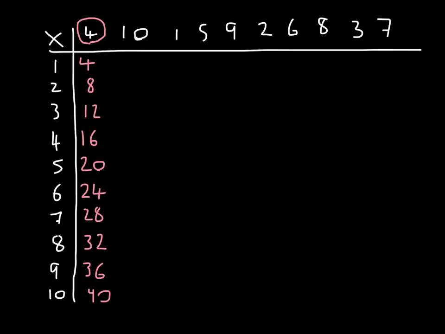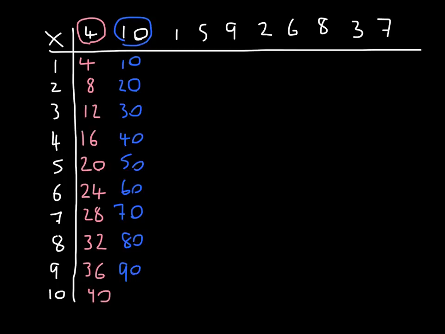Moving on, this time, to the 10 times tables. 1 times 10 is 10, 2 times 10 is 20, 3 times 10 is 30, 4 times 10 is 40, 5 times 10 is 50, 6 times 10 is 60, 7 times 10 is 70, 8 times 10 is 80, 9 times 10 is 90, and 10 times 10 is 100.